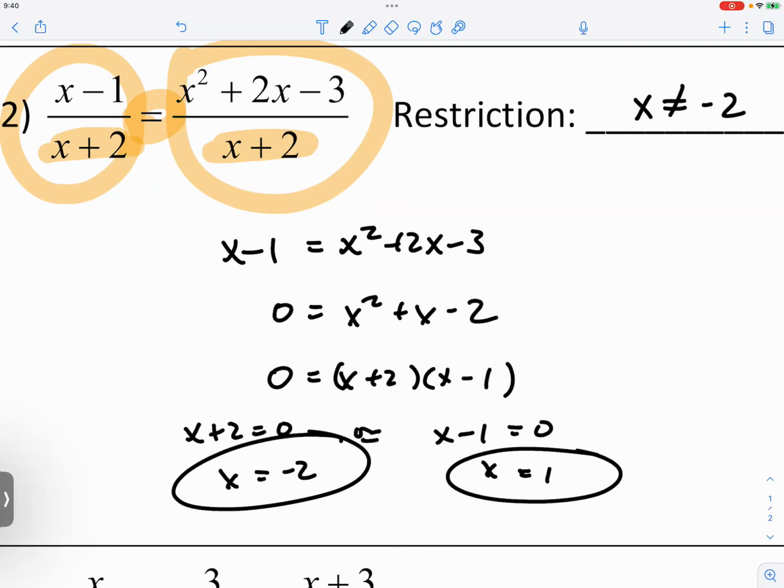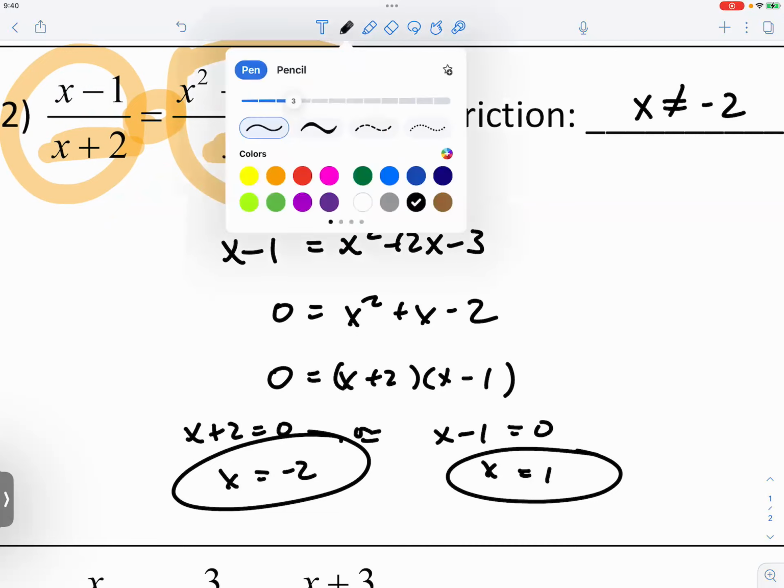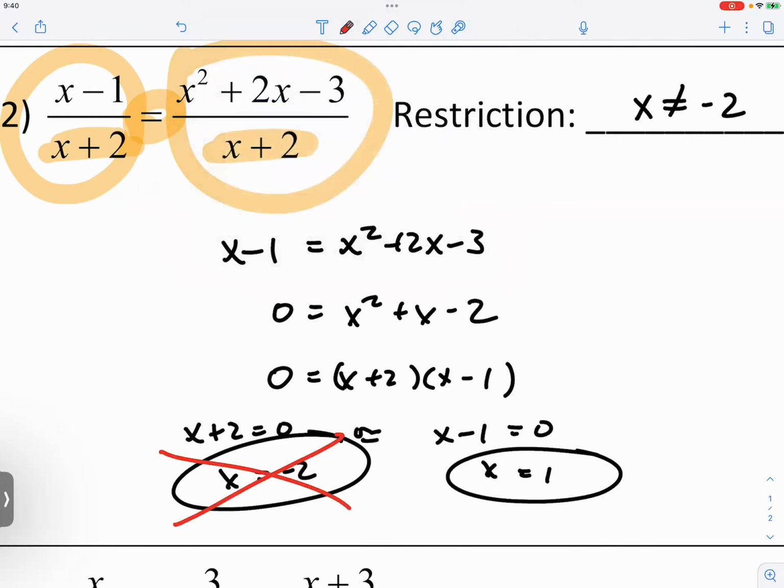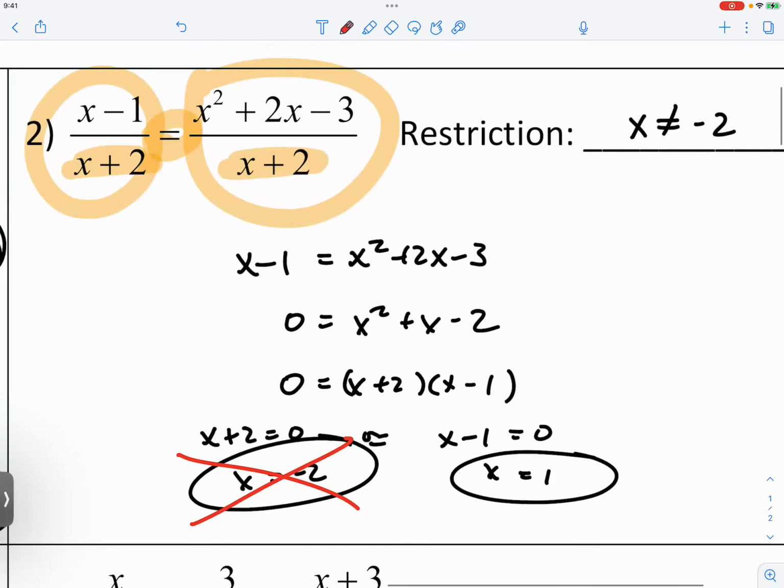The restriction says x cannot equal -2. So even though we found x equals -2, it seems like it could be a solution. It's not going to be a solution because when x equals -2, we have a denominator of 0. So we would exclude it. Whenever you find the solutions, make sure you cross-check with the restrictions, just to make sure that your solutions are truly valid and feasible.